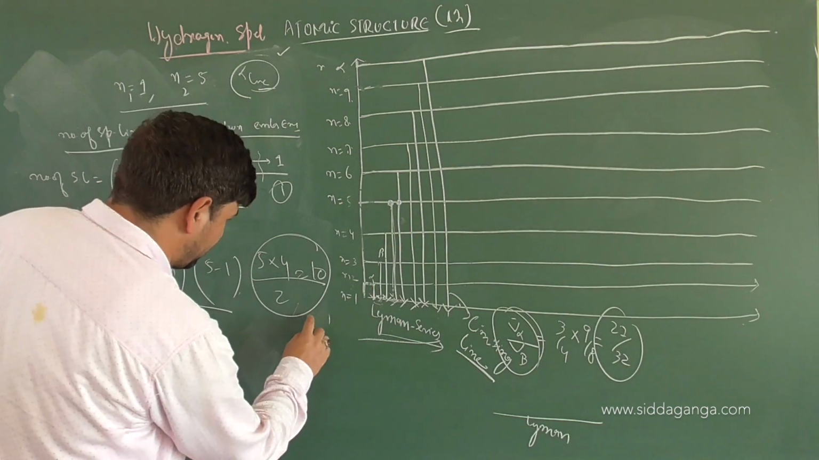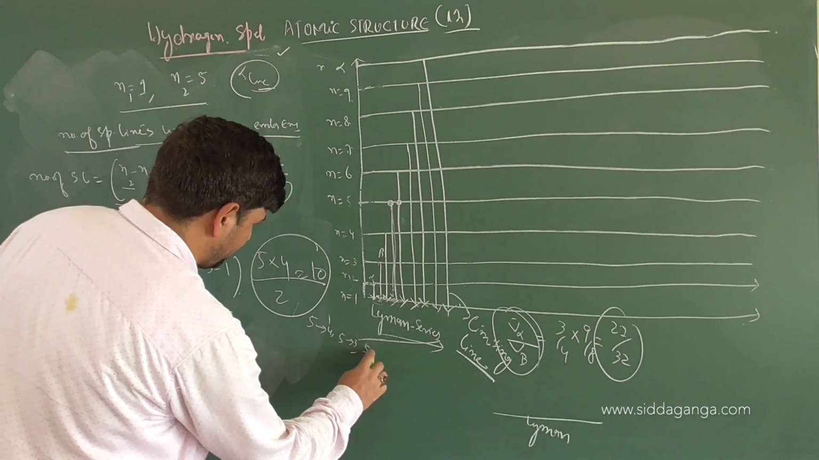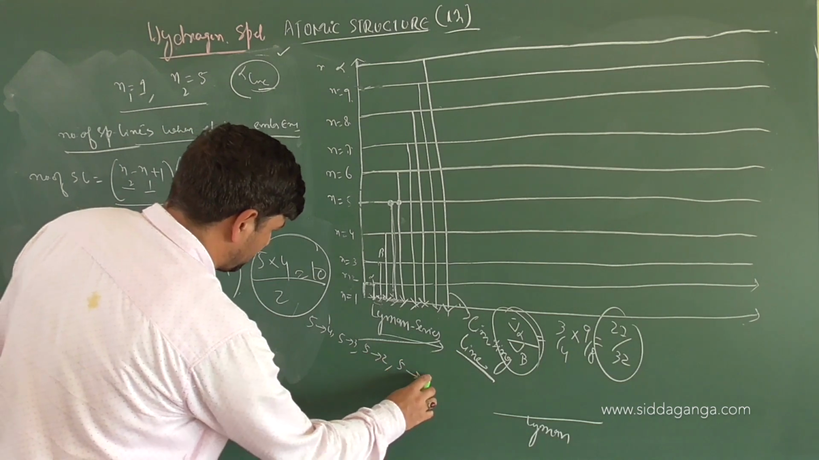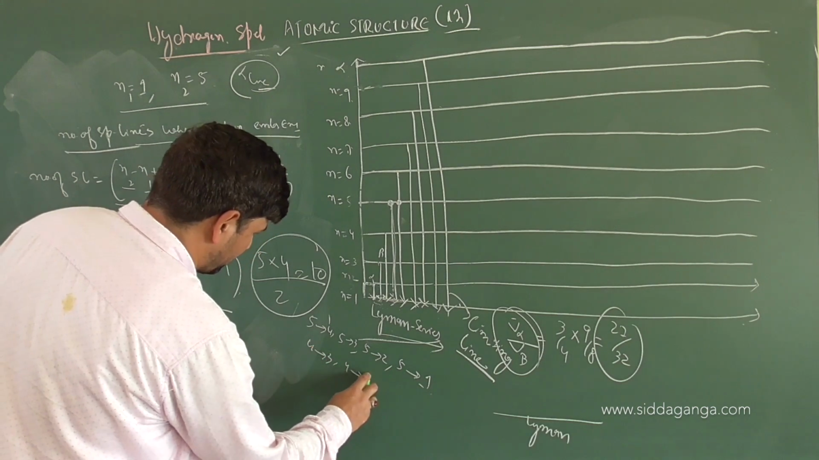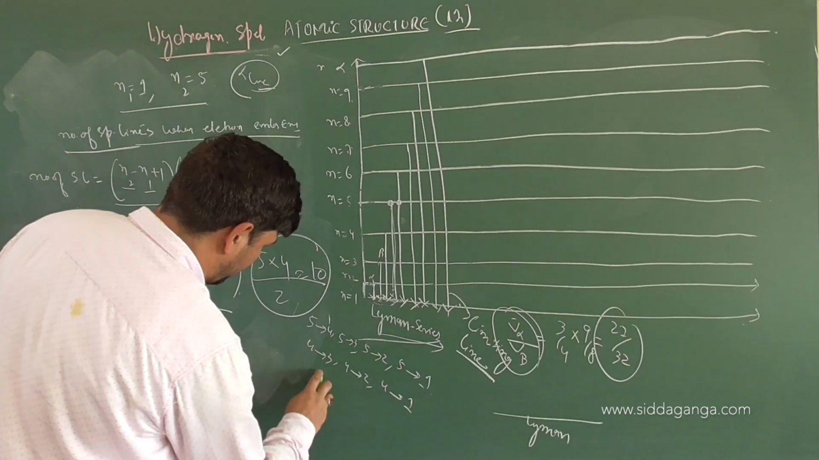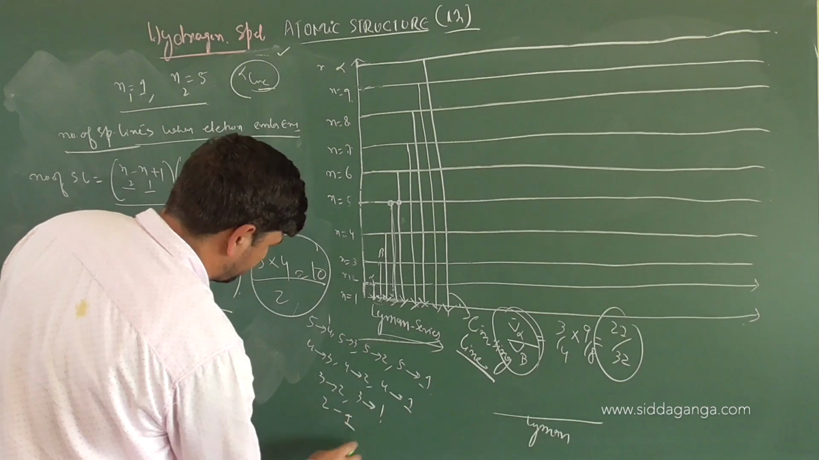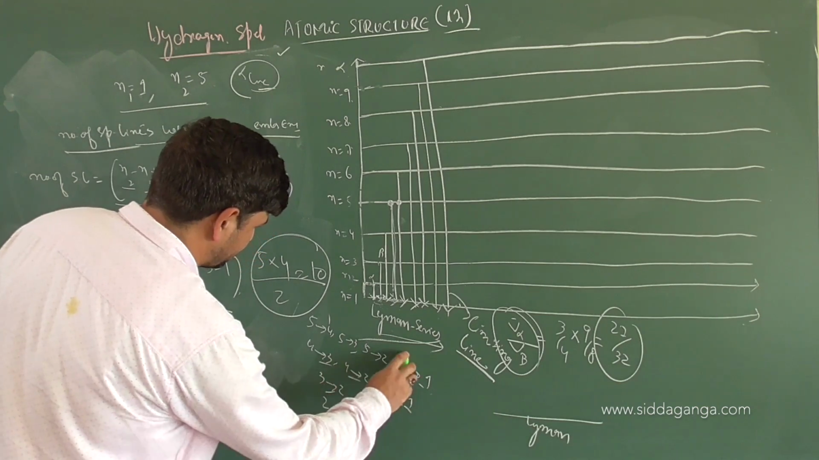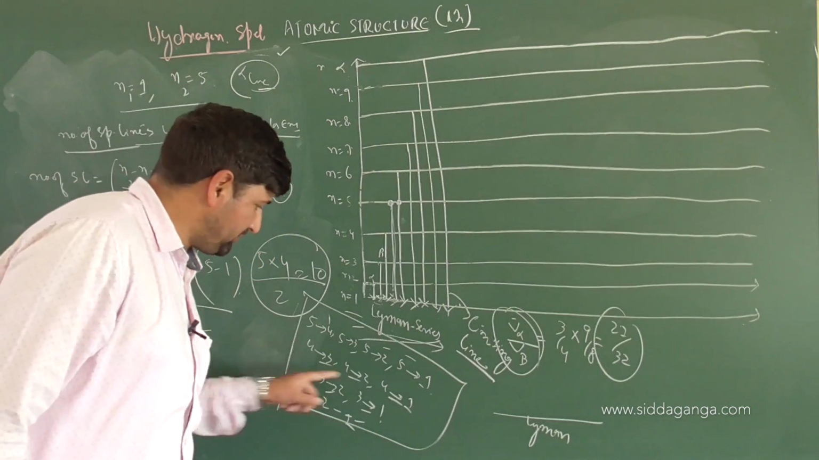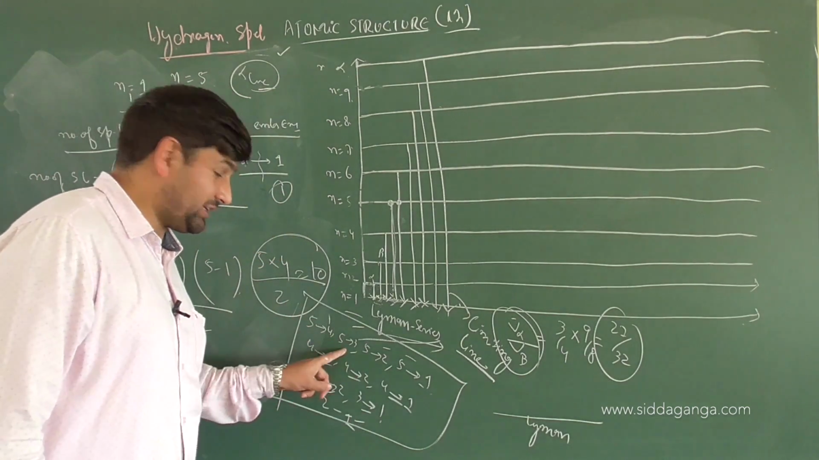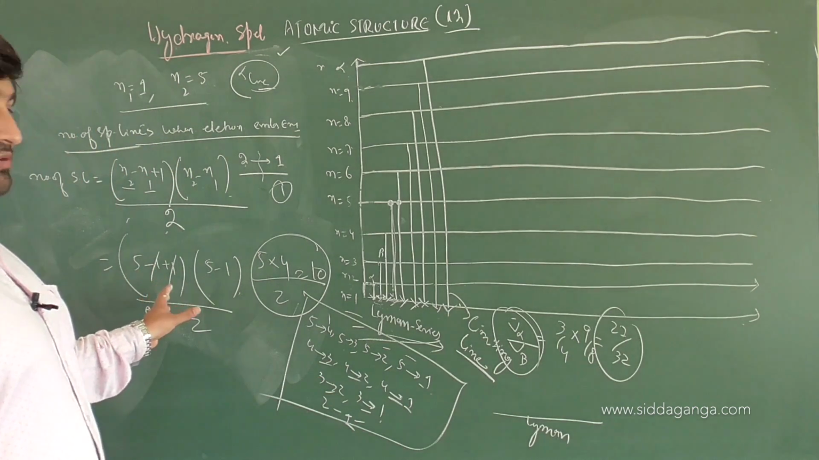So this can happen in how many jumps? 10 jumps, that you can see here. 5 to 4, then 5 to 3, then 5 to 2, then 5 to 1. Or we can write 4 to 3, then 4 to 2, then 4 to 1. Or 3 to 2, then 3 to 1. Or 2 to 1. So count: 1, 2, 3, 4, 5, 6, 7, 8, 9, 10. So these are the possible 10 jumps, the possible emissions that can happen when the electron comes from one energy level to another. So directly you can calculate the number of spectral lines produced here.